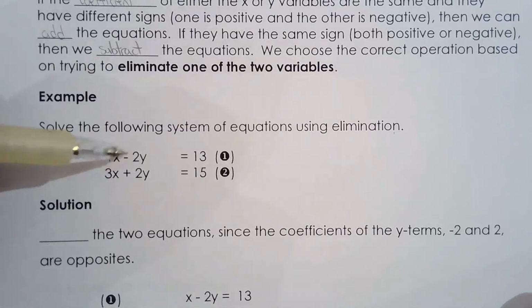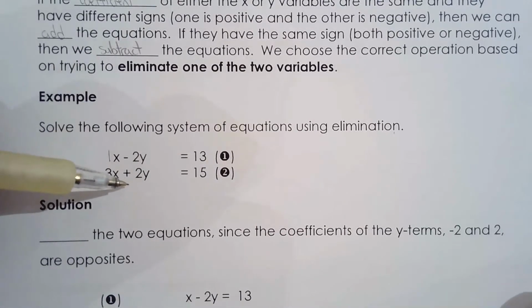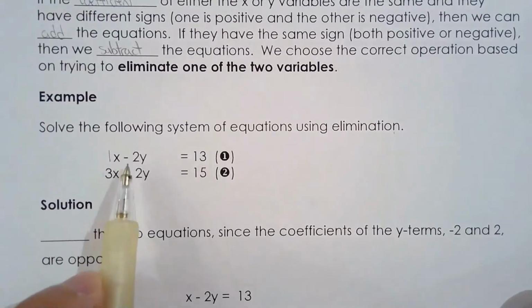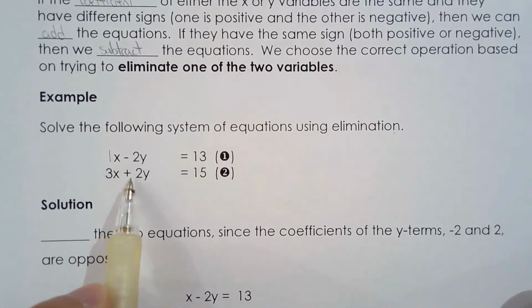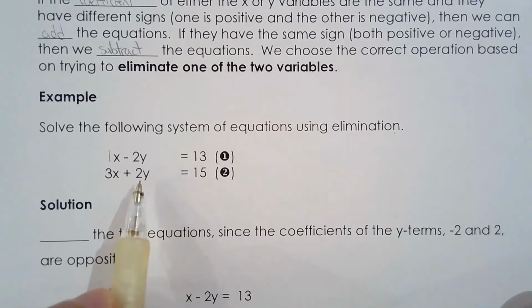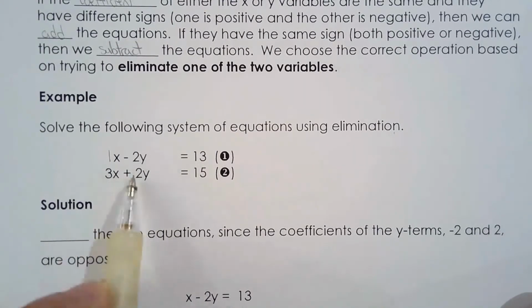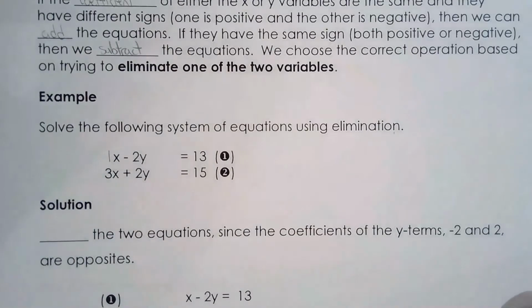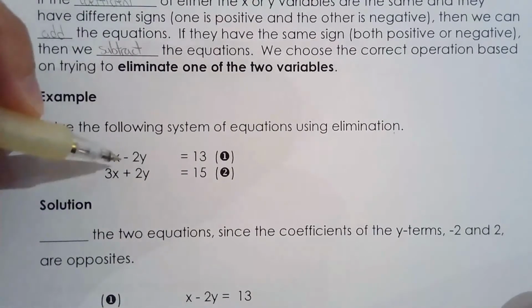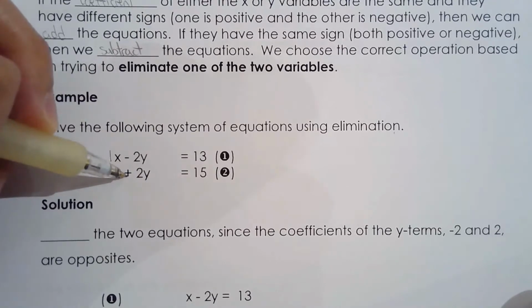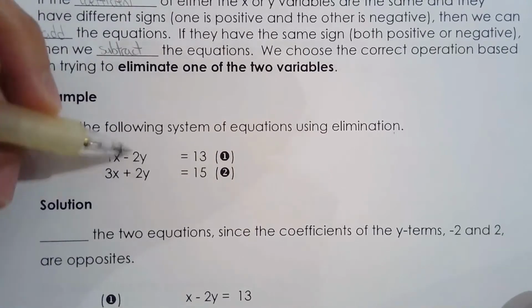So the question is, what should we do to eliminate y? Should we add or should we subtract? Well, you can try it out if you don't know. So negative 2 minus positive 2. Will that eliminate y? No. Negative 2 minus 2 would be negative 4, right? So no. So what you want to do is add. Let's try adding. Negative 2 plus 2. Yeah, negative 2 plus 2 would be 0. So that's what you want to do.